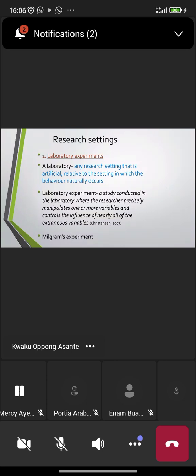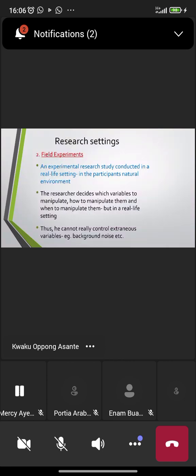But that is a controlled laboratory setting of an experiment. In laboratory settings, the researcher has control and puts all possible disturbances or noise under control. The second form of setting is what we call the field experiment. So we conduct the experiment in natural or real settings, with participants in their own natural environment.